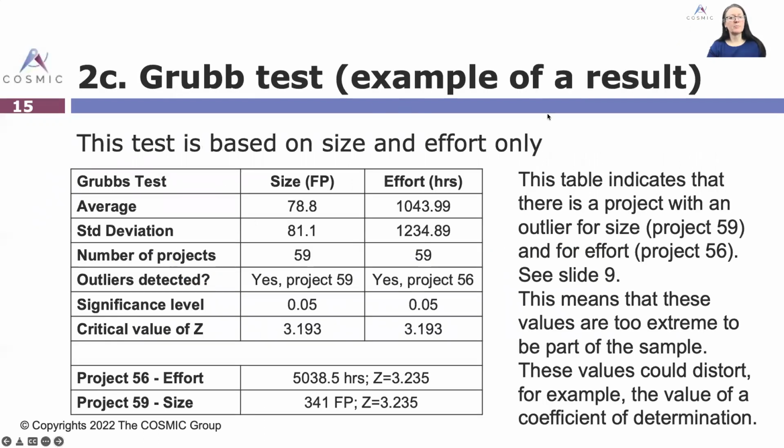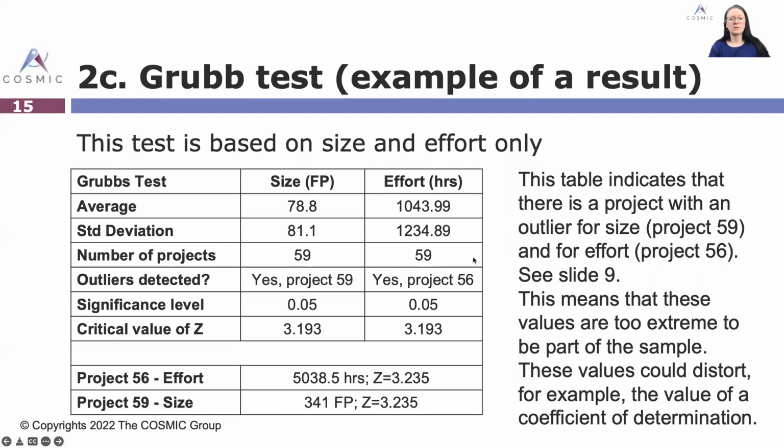Now, applying the Grubbs test, we first started with size, and it says yes, there is an outlier, and it's project 59, where the critical value of Z should not exceed 3.193. And for project 59 right here, the critical value of Z came out at 3.235. So therefore, this one was an outlier.